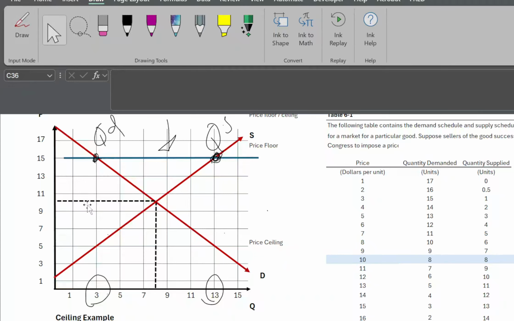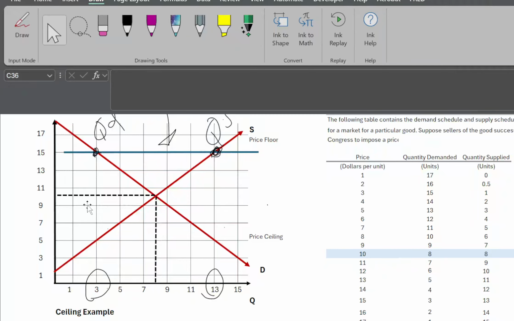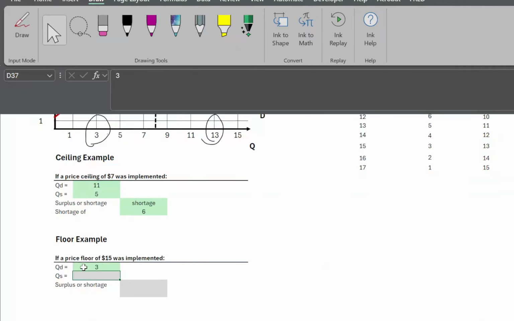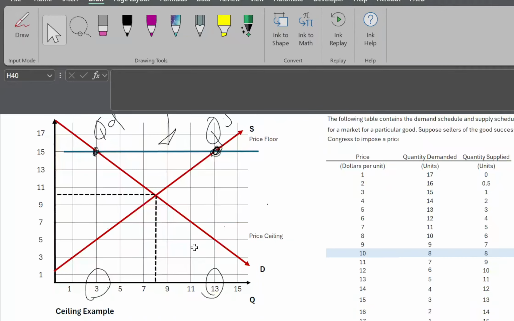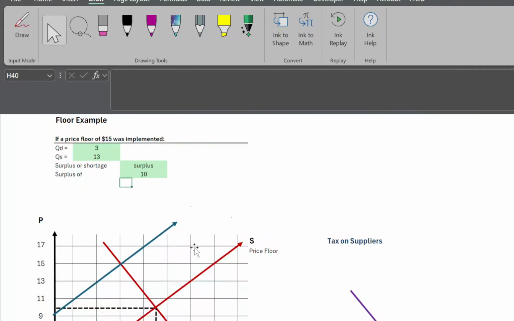Now what we want to do is plug our numbers in. So we're demanding 3. We're supplying 13. We're supplying more than what people are willing to pay at a higher price. People don't want it, but they're willing to supply more. Therefore, that's a surplus of 10 units. That would be the 13 minus 3. All right, that's one way the government can affect things.